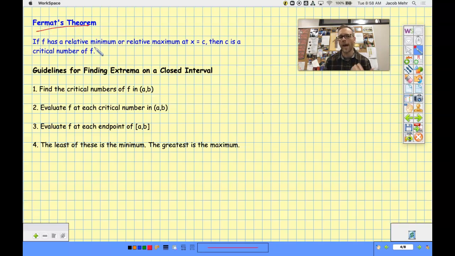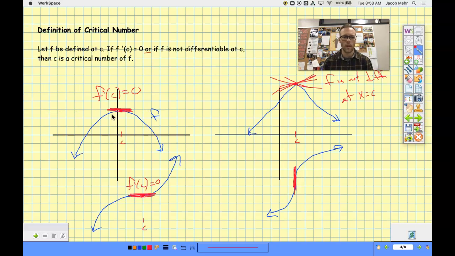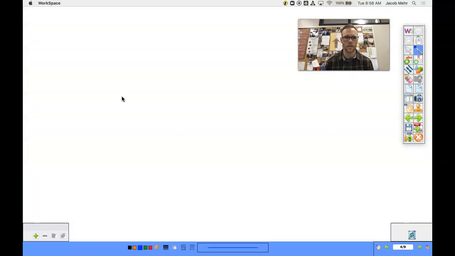But we are going to state Fermat's theorem here. If f has a relative minimum or maximum at x equals c, then c is a critical number, right? So could you draw a function that has a maximum or a minimum at c where c isn't a critical number by our definition? No, no matter how I draw it, there we go. I drew something that has a minimum. Is this value a critical number? Yeah, the slope is 0.